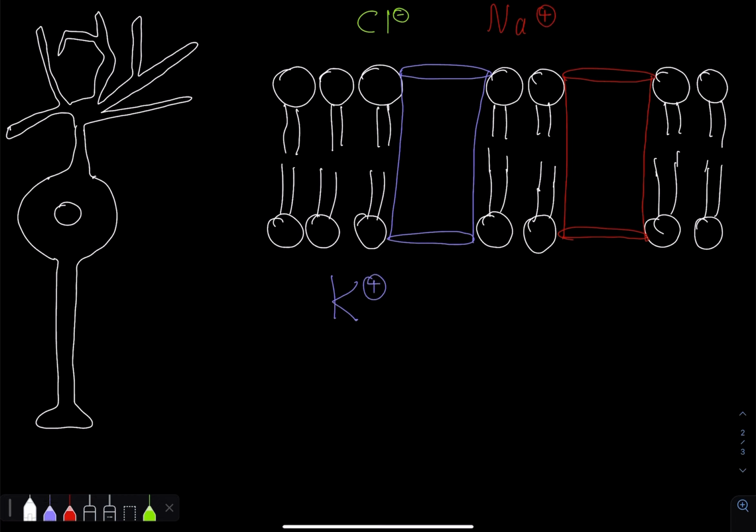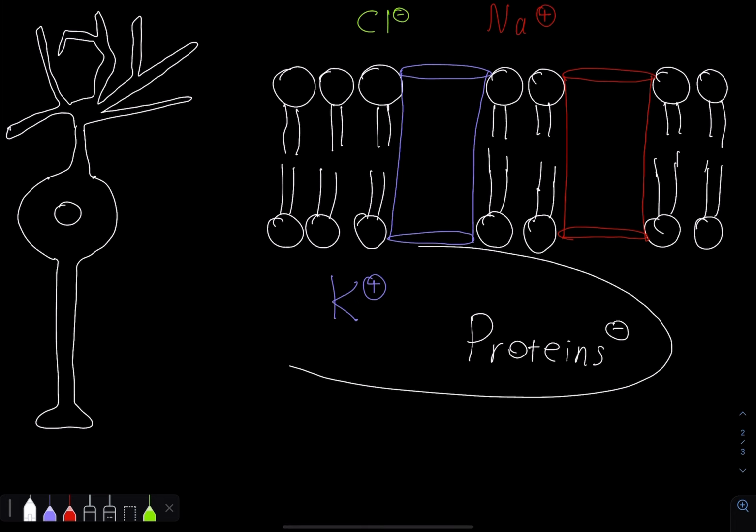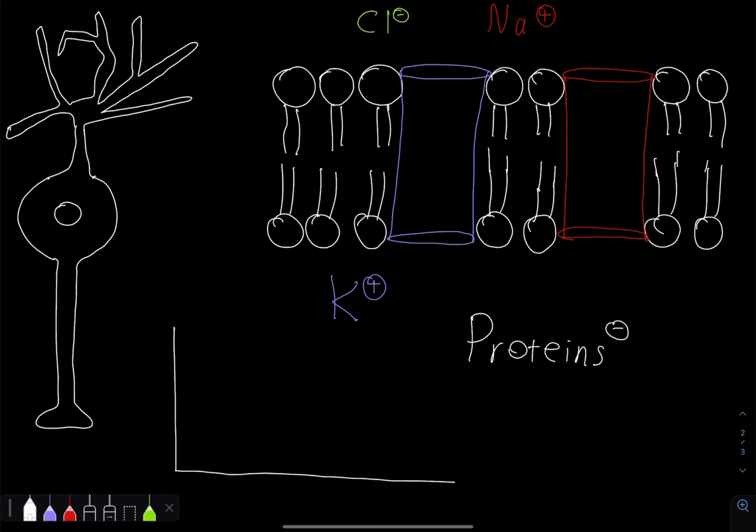And we also have negatively charged proteins and organic molecules on the inside. There's going to be a lot of proteins and a lot of organic molecules. So relative to the outside, the inside is going to be more negative than the outside. So this is where we want to introduce the concept of membrane potential.